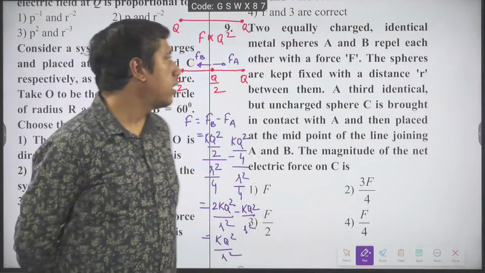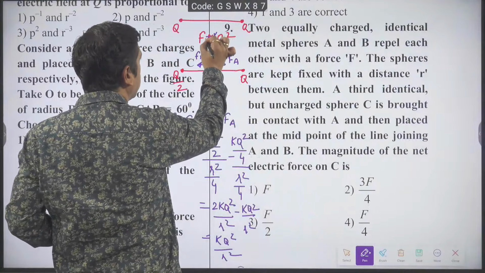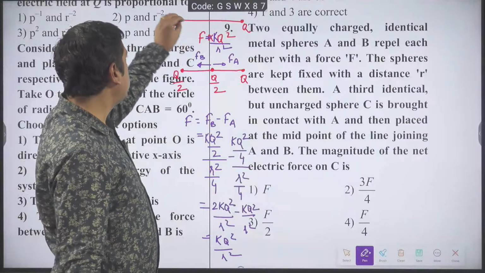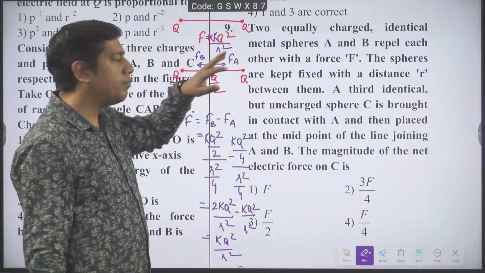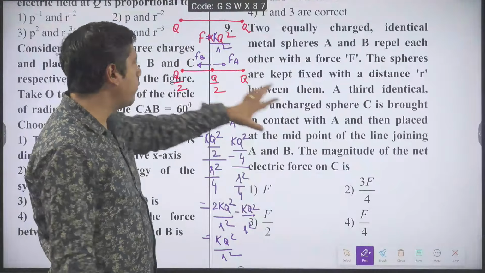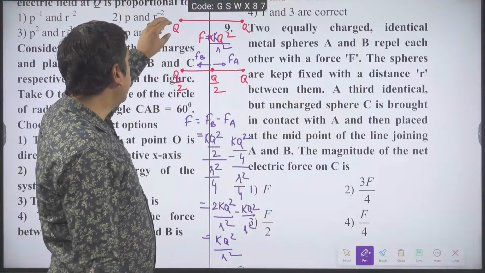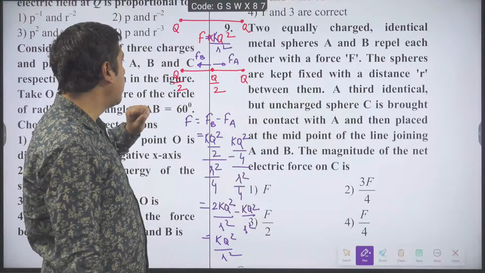Again, let me tell you, here the force was kq square by r square. When you bring a third charge q and touch it here, they will have the average charge, that is q1 plus q2 by 2. So c was having 0 charge, a was having q charge, then it will become q by 2 and q by 2. So a is having q by 2, and this one is also having q by 2.